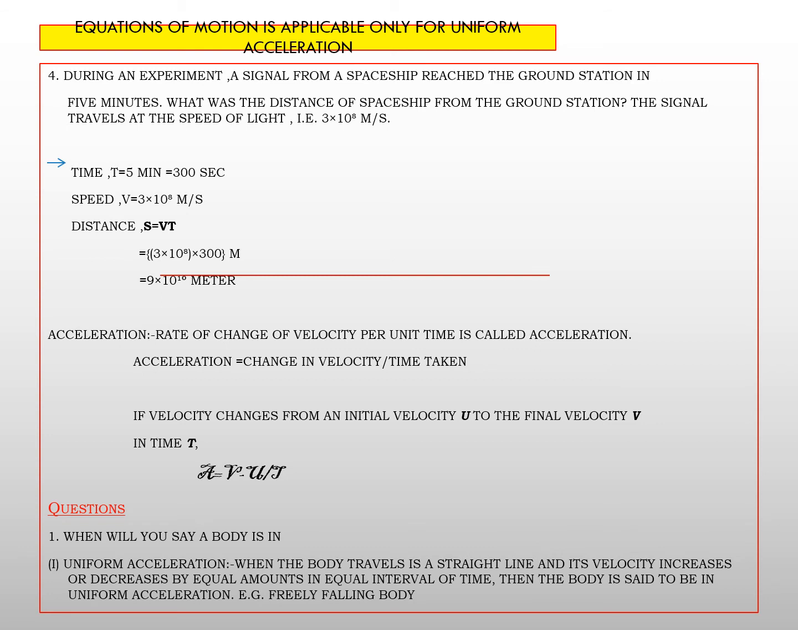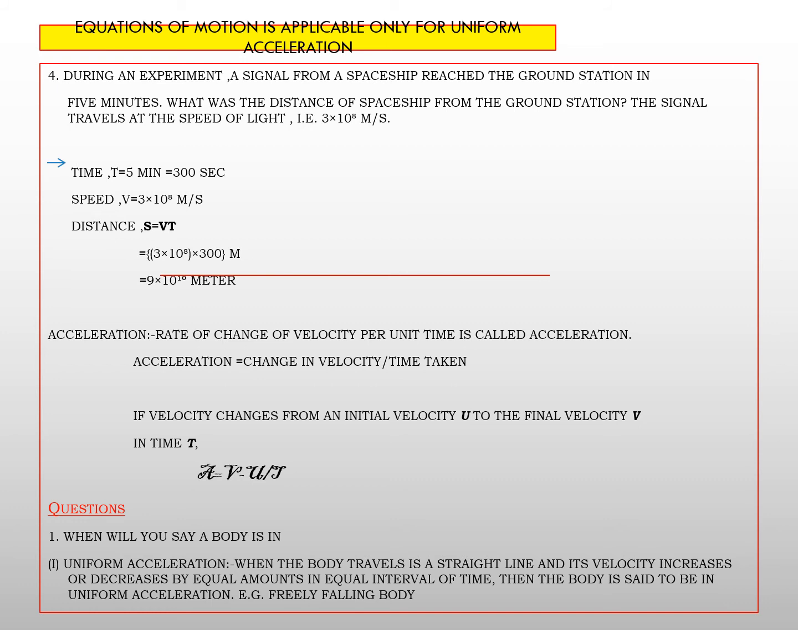Now acceleration. The rate of change of velocity per unit time is called acceleration. Acceleration is equal to change in velocity by time taken. If velocity changes from an initial velocity u to the final velocity v in time t, then acceleration is equal to final velocity v minus initial velocity u divided by time.